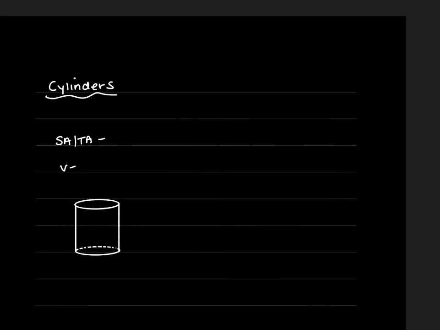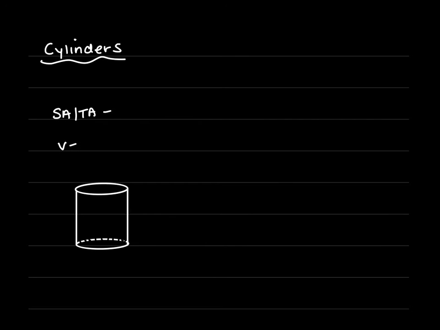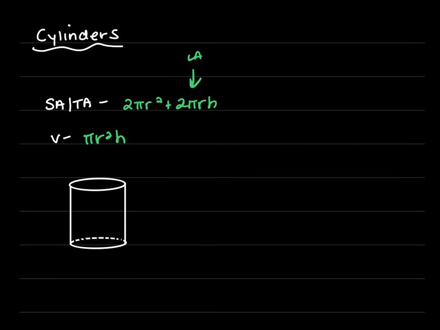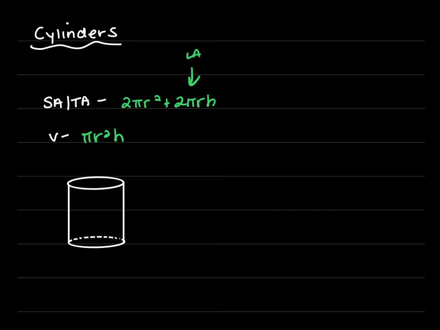Okay, then came cylinders, which I think are the easiest. Surface area or total area is 2 pi r squared plus 2 pi r h, which is the lateral area. And the volume is pi r squared h. For these, the trickiest thing they could give you is maybe the diameter is 10 instead of just the radius being 5, but they still have to give you the height.